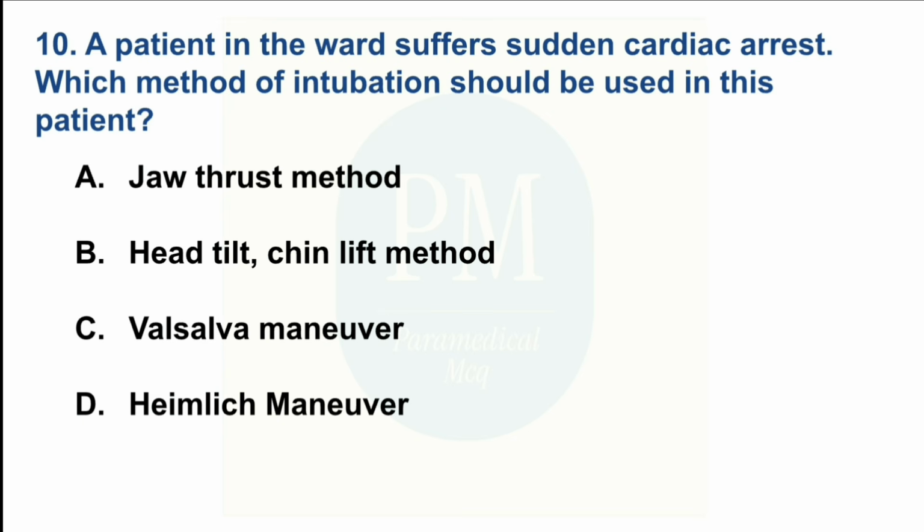A patient in the ward suffered sudden cardiac arrest. Which method of airway opening should be used in this patient? Option A, jaw thrust method. Option B, head tilt, chin lift method. Option C, Valsalva maneuver. Option D, Heimlich maneuver. The correct option is option B, head tilt, chin lift method.